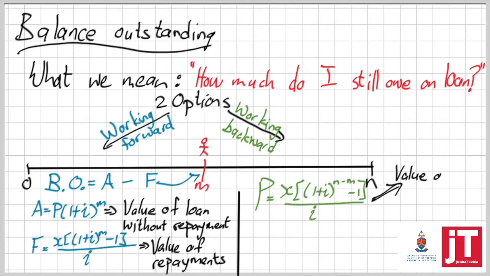The second option is, of course, a lot easier because the balance outstanding is simply the present value of all the payments that are still to come. So I'm working them backwards to the point M. And that's the big difference between them. Now you might say, but sir, working backwards is so much simpler. It's just one formula. And you'd be right.